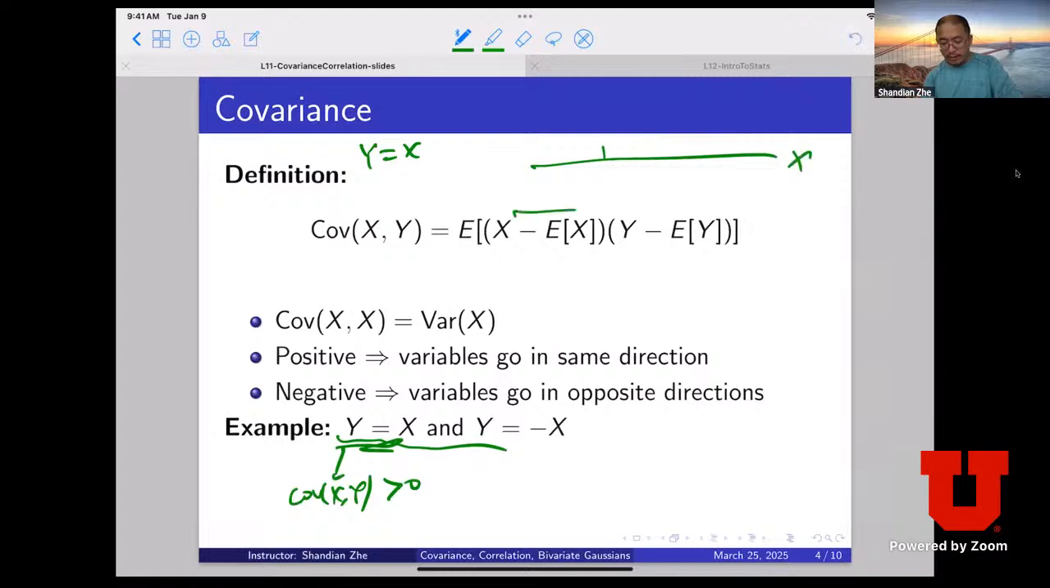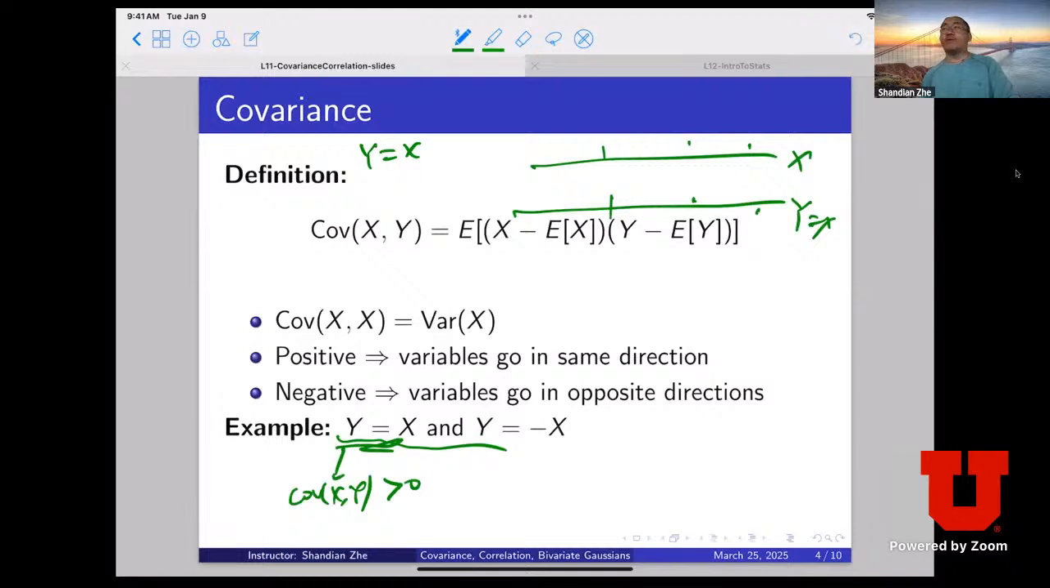This is your x, this is your y. You know that y is equal to x. So when you see x here, you see y here, because they are the same random variable. So the pair x, y must vary along exactly the same direction. They're either bigger than the expectation or smaller than the expectation.